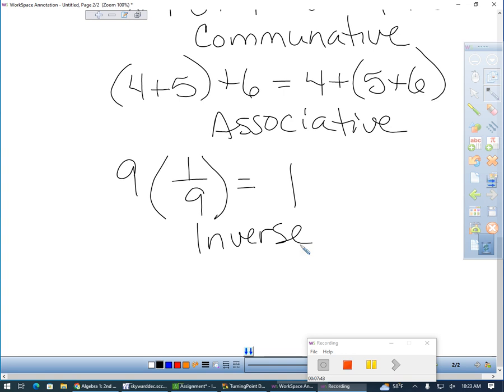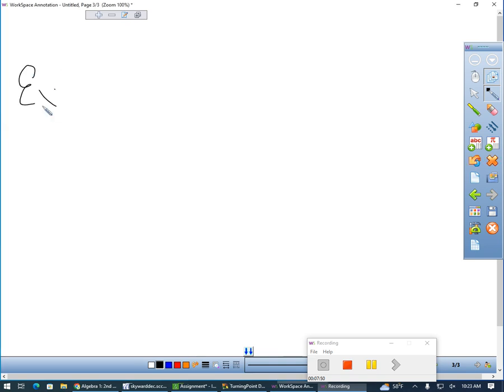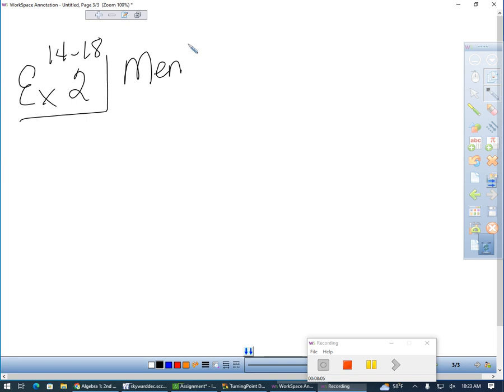Example number 2. Is everybody ready? Example number 2. This is going to cover our 14 through 18. Now, here's where I need you listening for a second. It says in the directions mental math. However, because I cannot read your mind yet, I need you to put your work down. Okay? I need to know exactly what it is you're doing. All right?